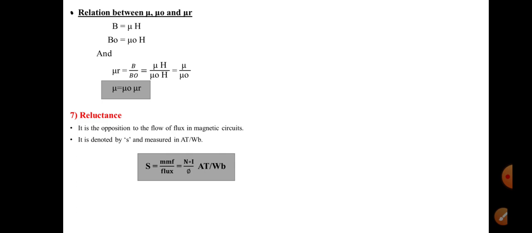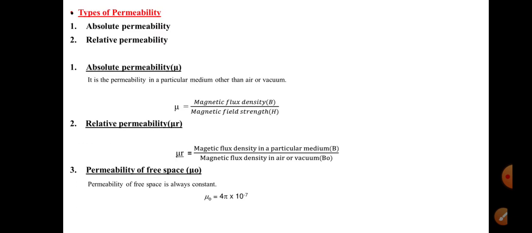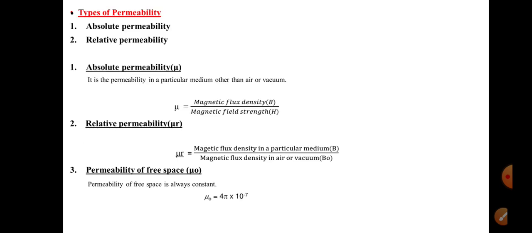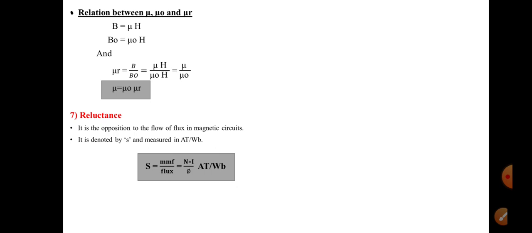From these formulas we can find a relation between mu naught, mu and mu r. B is equal to mu into H, that is absolute, B naught is equal to mu naught into H, and mu R is equal to B divided by B naught, the relative permeability. So B divided by B naught is mu H divided by mu naught H, the H's cancel, and we get mu divided by mu naught. So mu is equal to mu naught into mu R, meaning absolute permeability is the product of relative permeability and permeability of free space.